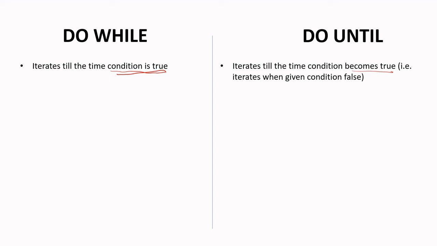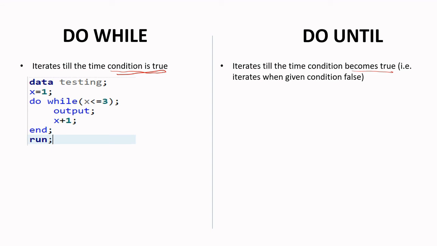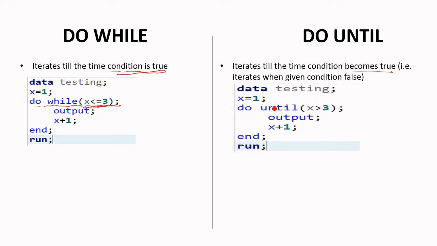Now let's have a look at the syntax. First, do while. Here it says do while x less than or equals to 3. So we are asking to continue the loop till the time x is less than or equals to 3, meaning we are saying to continue the loop till the time this condition is true. But when it comes to do until, here we are saying do until x becomes greater than 3. The moment x becomes greater than 3, we are telling SAS to stop the loop. This is the point which we need to note.